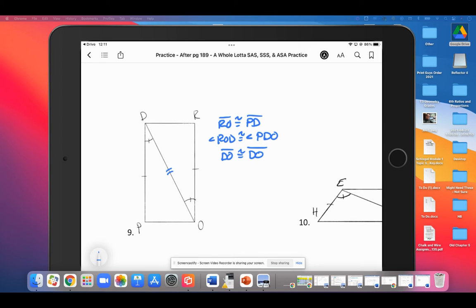So we do have a side, an angle, and a side. So we can say that triangle ROD is congruent to triangle PDO because of side, angle, side.